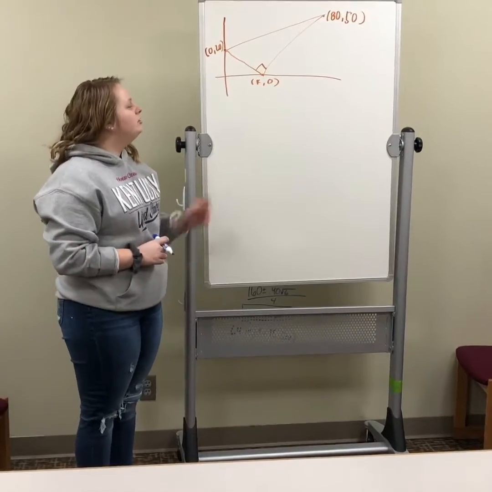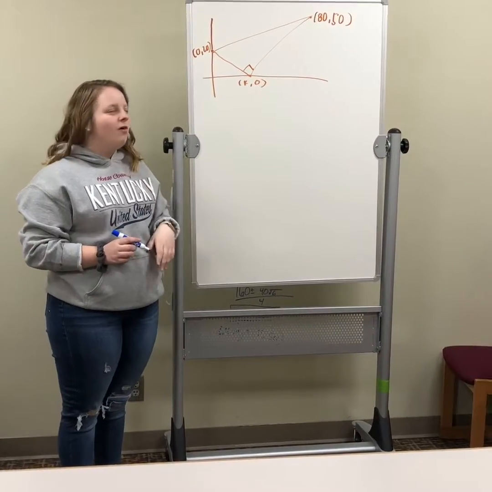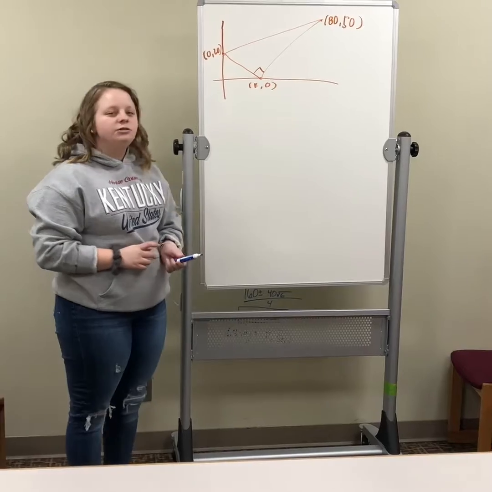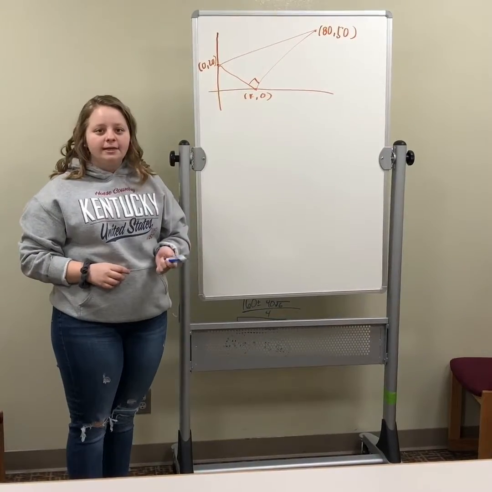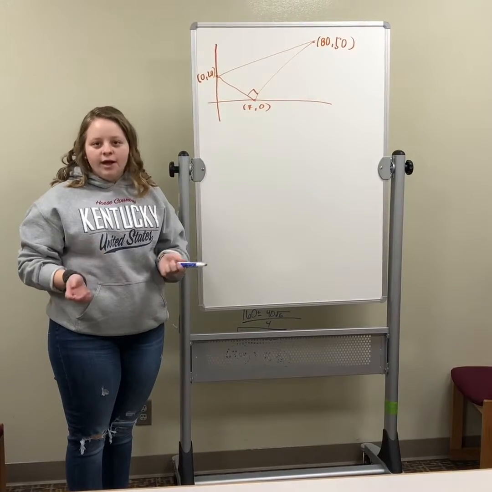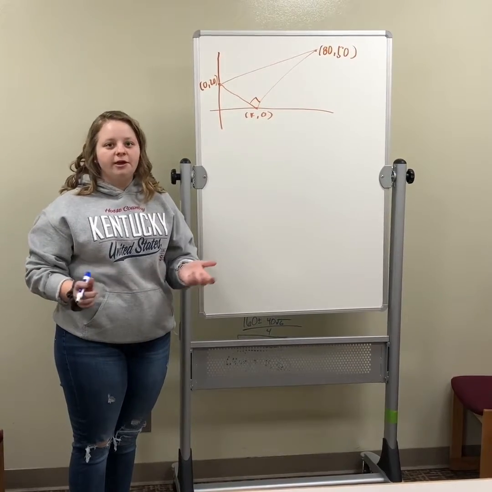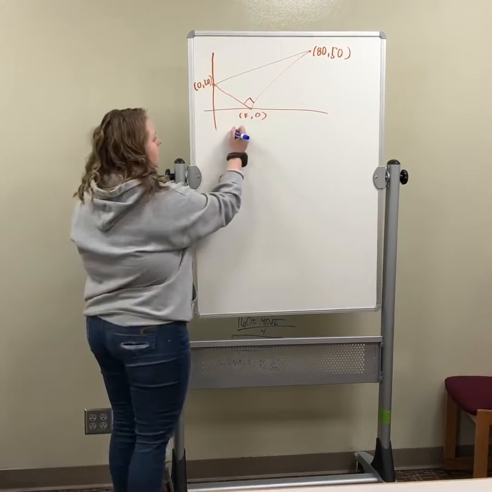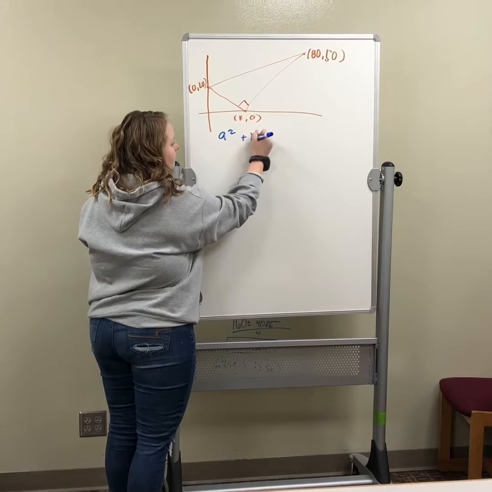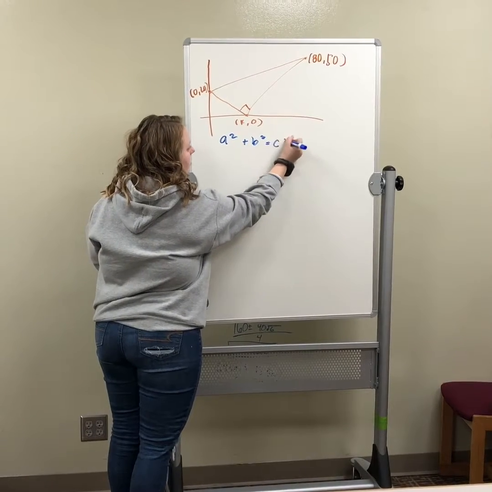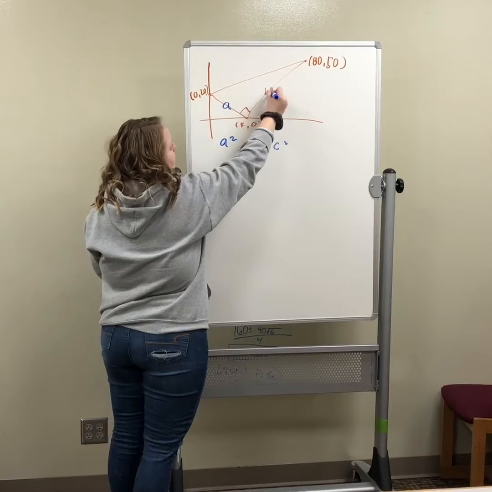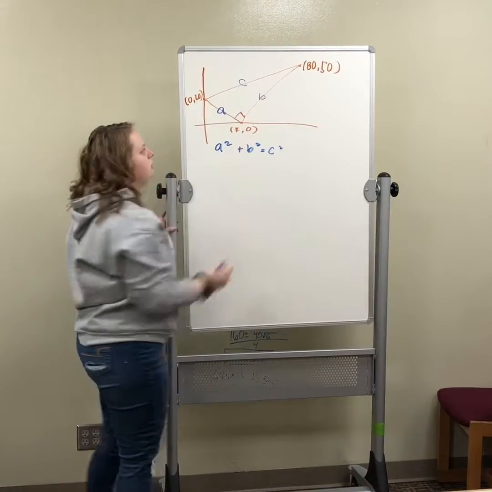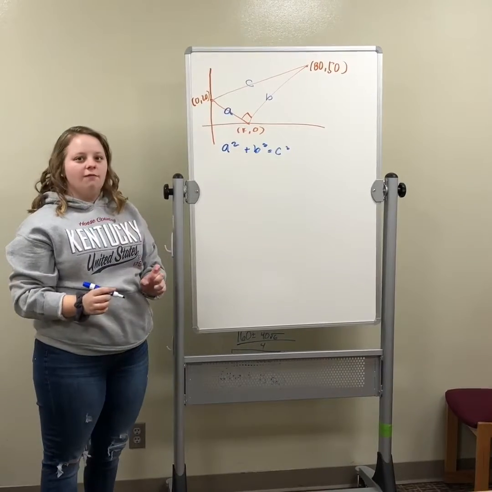Okay, so we're gonna do part 2 of our homework. Part 2 is to find the point (k, 0) where that coordinate is a right angle. When you find right angles, you usually use the Pythagorean theorem, a squared plus b squared equals c squared. So this would be a, this would be b, and this would be c. We're gonna use those three to solve for it.